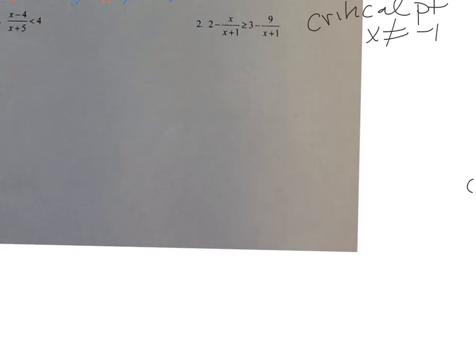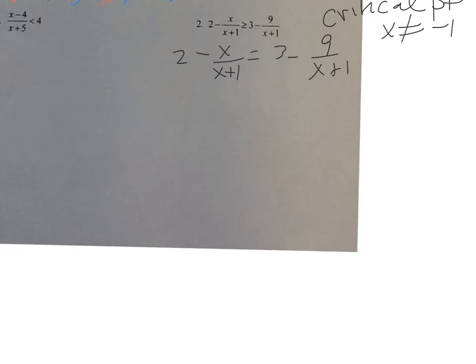Now we're going to solve it as if it's an equal sign. So that's (2 minus x) over (x plus 1) equals 3 minus 9 over (x plus 1). I want to get rid of the x plus 1 in the denominator, so I multiply all my numerators by x plus 1.